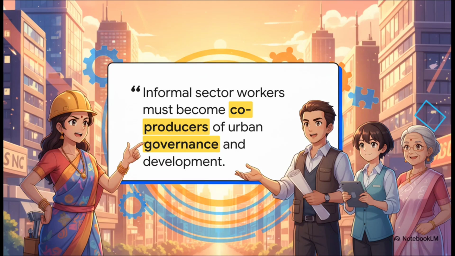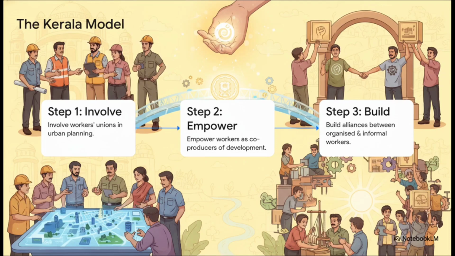Instead of workers being just passive recipients of policy, the idea is that they must become co-producers of urban governance. This points to a model of participatory governance, where the workers themselves actually have a seat at the planning table. And we can break this model down into 3 actionable steps. First, formally involving workers' unions in urban planning processes. Second, empowering them to be true co-producers of development, not just labor. And third, building strong alliances that bridge the gap between the organized trade unions and the informal sector workers. This gives you a clear, structured framework you can use for your answer.